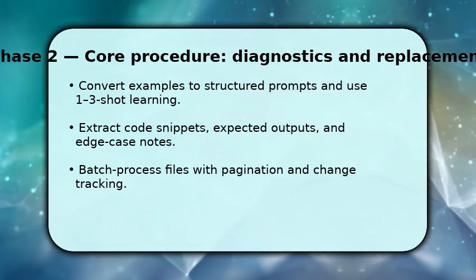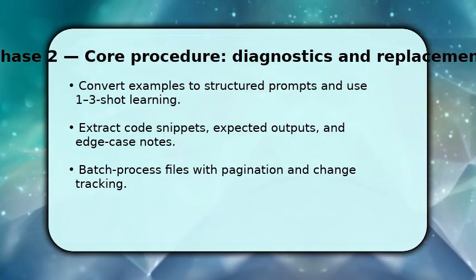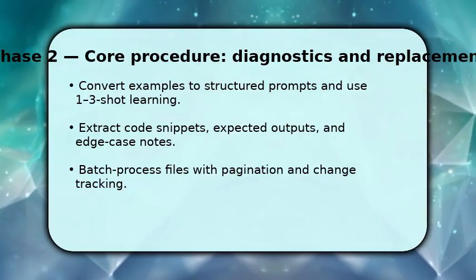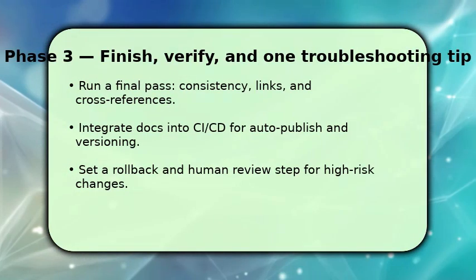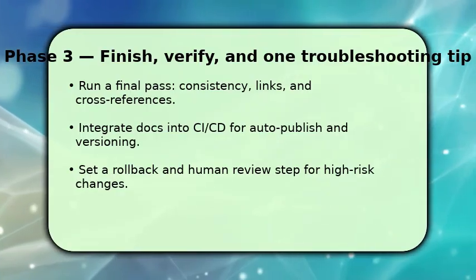Use validation checks, unit tests, or lint rules on generated code examples to catch errors early. If accuracy dips, increase examples per prompt or add explicit constraints. Finish by validating consistency. Check links, references, and terminology across the whole doc set.